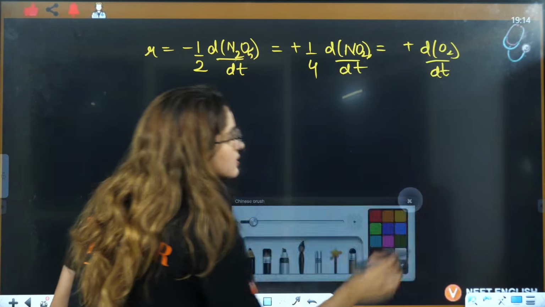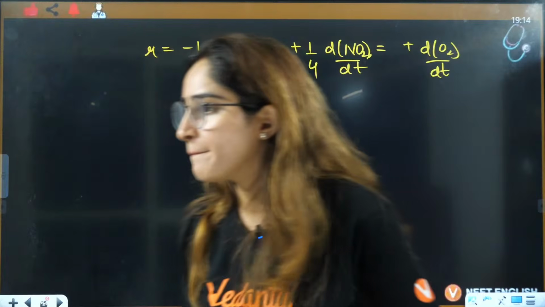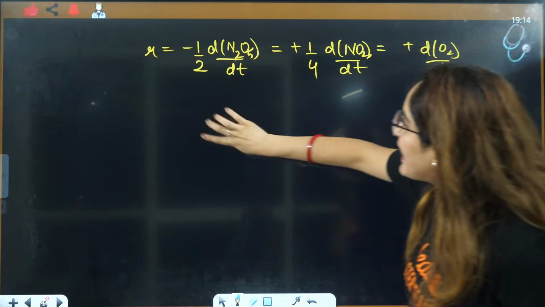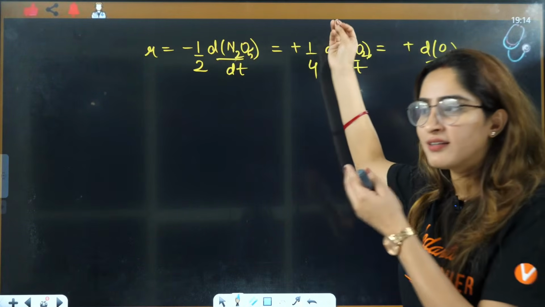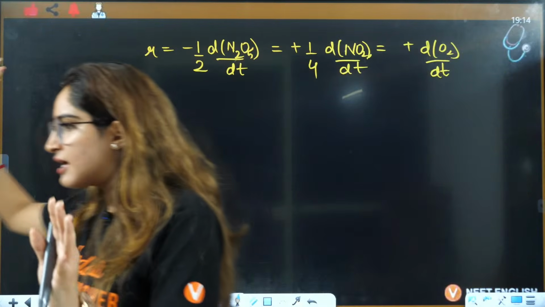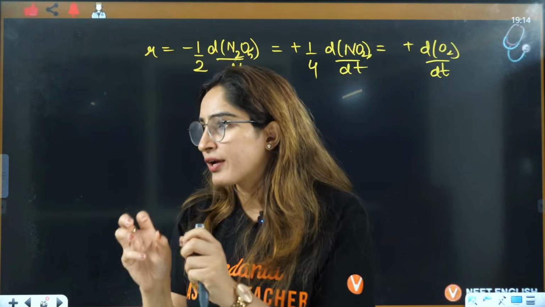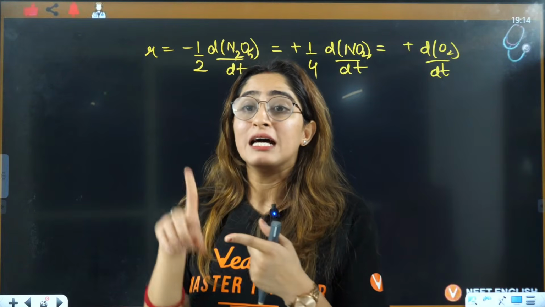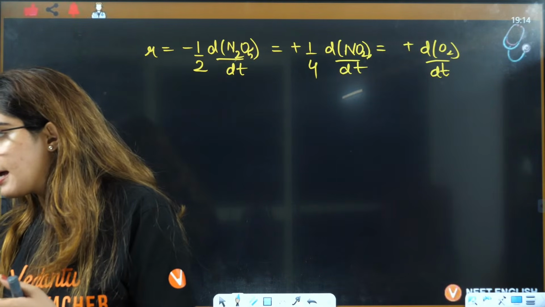Okay, so this thing you have already written. Now the rate you have written in terms of these. Now I think you are pro in this, is it? Are you still finding it difficult to write down your rate of reactions here?